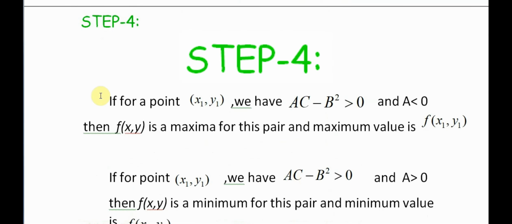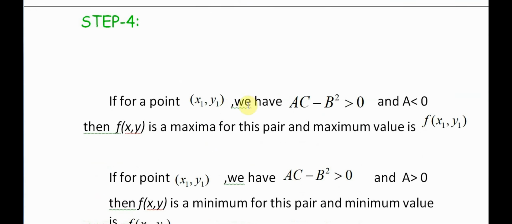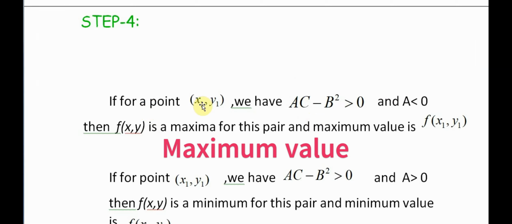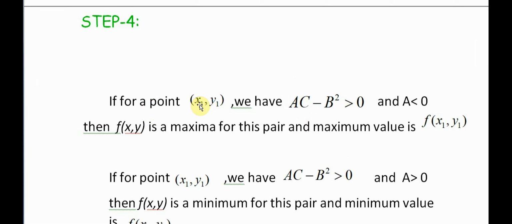We can see very easily that for the point (x1, y1) which we have solved, if ac minus b square is greater than 0 and a is less than 0, then the function f of x comma y is a maximum for this pair, and the maximum value is f of x1 y1. If this condition is satisfied, then this point becomes a maxima, and we find the maximum value of the function as f of x1 y1.